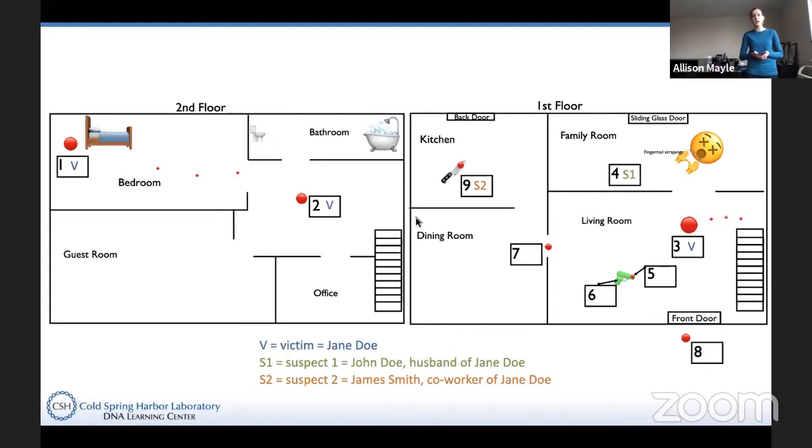All right, let's look at 5 and 6. 5 and 6 are both pieces of evidence that came from our gun. 5 is some blood that was found on the outside of the gun. So perhaps someone who was bleeding touched the gun.